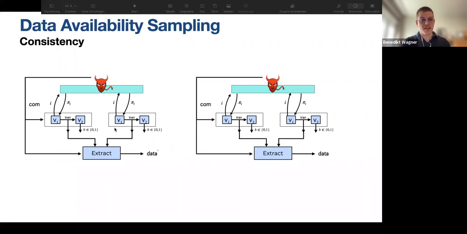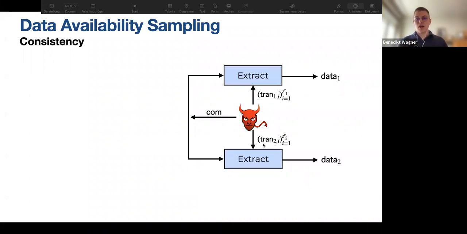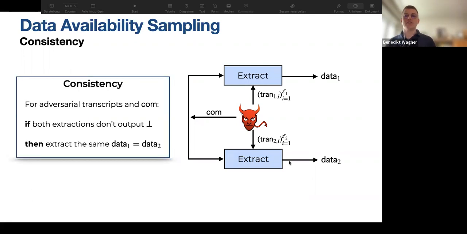But if we look at this picture, this is still a very specific setting: two sets of disjoint clients, and you try to extract from their transcripts. What we really want is a more powerful notion where we don't care where the transcripts are coming from, because if I try to extract, I don't really know who made up these transcripts. So in our consistency notion, we give the adversary the power to come up with these sets of transcripts. The adversary comes up with one commitment but two sets of transcripts, which do not have to be disjoint. Then I try to extract from them and get two possible data. My requirement is that they should be the same. So the commitment somehow binds you to the data. Of course, I can only require this if the extractions do not fail.